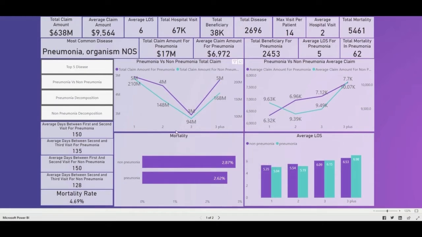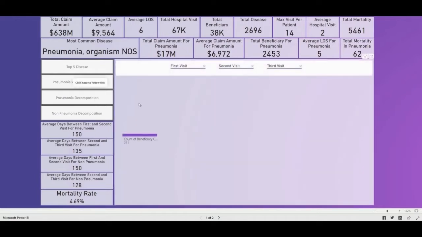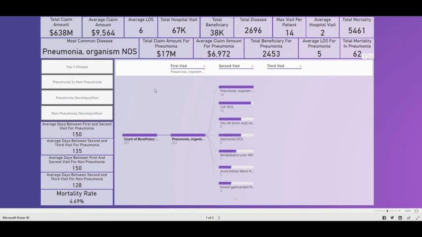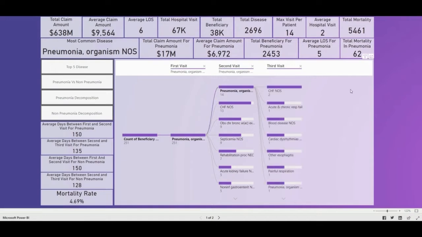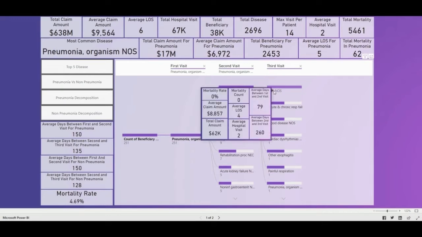Let's go to our next step, pneumonia decomposition. Here we have our patient who are suffering from pneumonia on its first visit and have taken a total of 3 visits. On its second visit, we can definitely see out of 251 people, we have 14 people revisited for pneumonia. Now, out of 14 people, we have 2 people who visited for CHF NOS, and we can also see our important KPIs for CHF NOS.